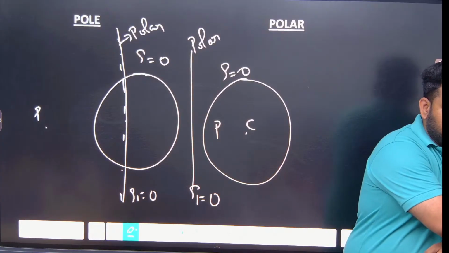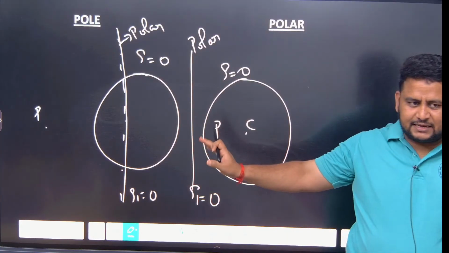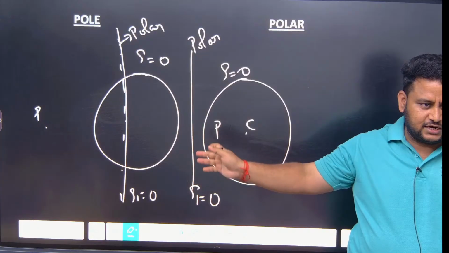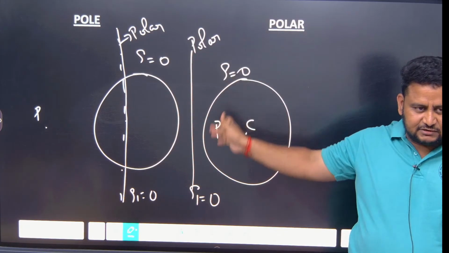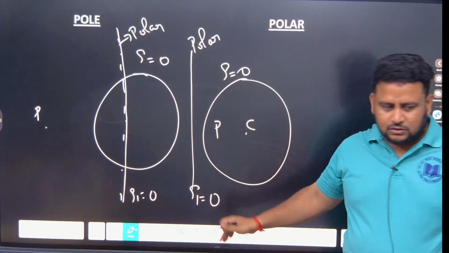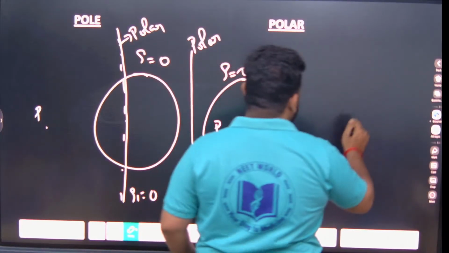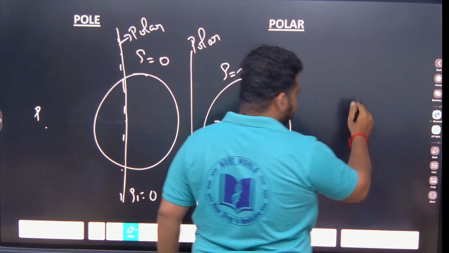Understood? I am not going to explain pole and polar in depth because you already know it from your board. So if the pole is outside, the polar will come inside; if the pole is inside, the polar will come outside, and the equation of the polar is given by S1 equals 0. Now apart from pole and polar, I will tell some more concepts. Listen to this.